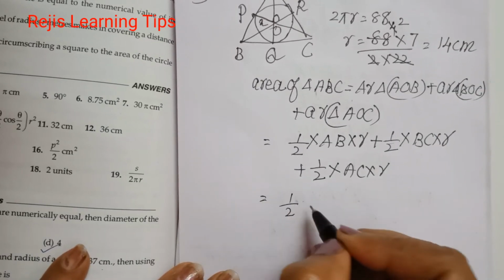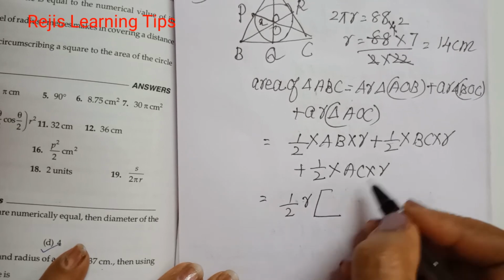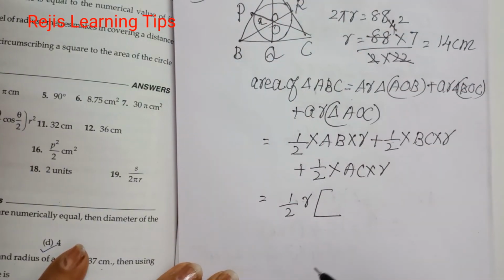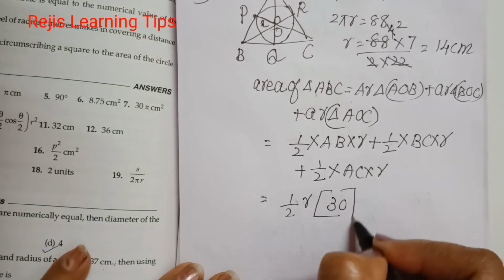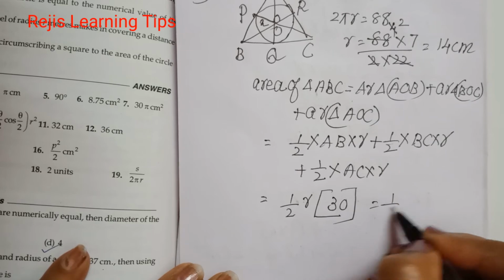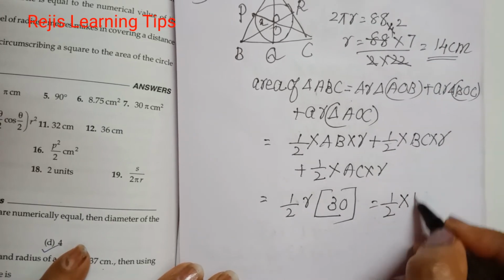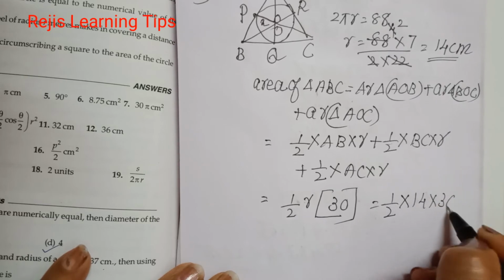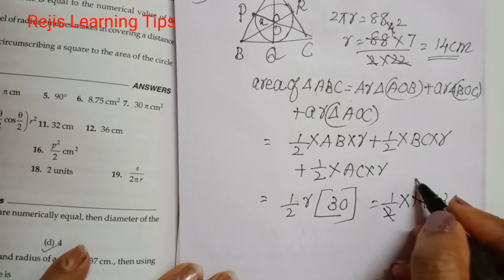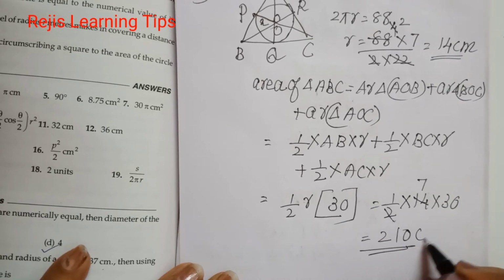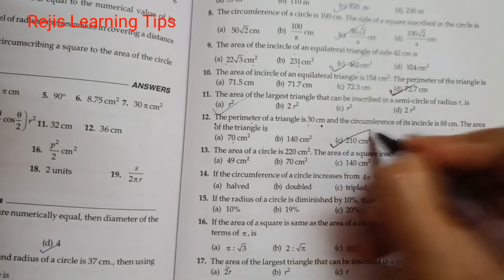Half R we can take it outside, then AB plus BC plus AC. AB plus BC plus AC means that is the perimeter of the triangle. Perimeter is equal to 30 cm, so we can write here 30 cm. That is equal to half into radius, that is 14 cm, so 14 into 30. We can cancel this 2 and 14, then we will get 7. 7 into 3 means that is 210 centimeter square. So our option is C.